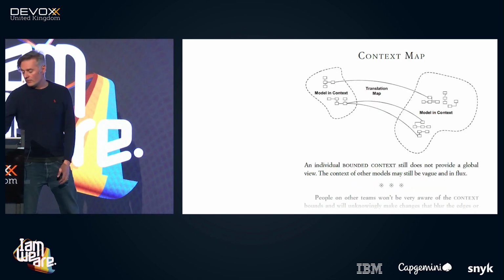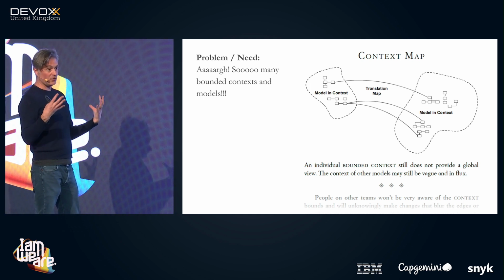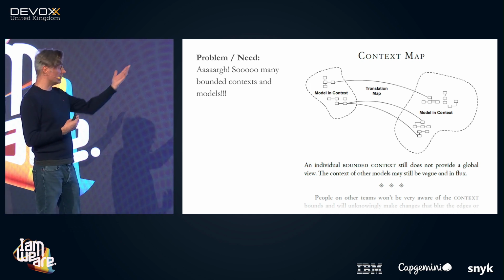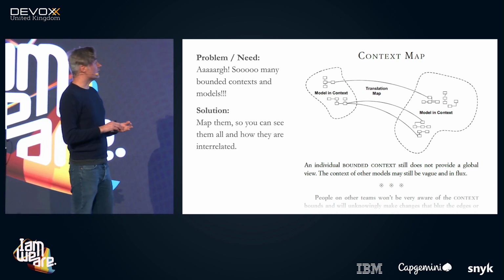And now you've got a problem, because you've got thousands of bounded contexts. When you grok bounded context, they're awesome, and then you go bounded context crazy, then you need a context map to tell you where on earth you are. So you've got loads of them, so you create a map, so you can see where they all are.